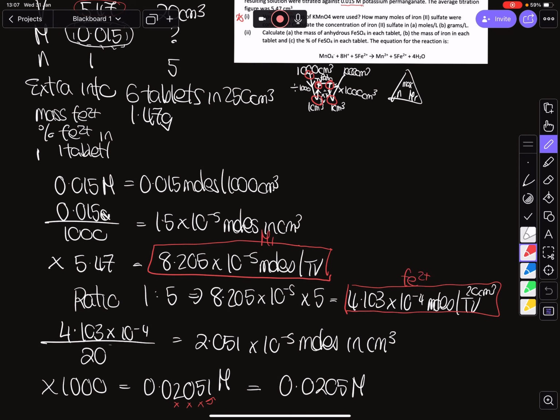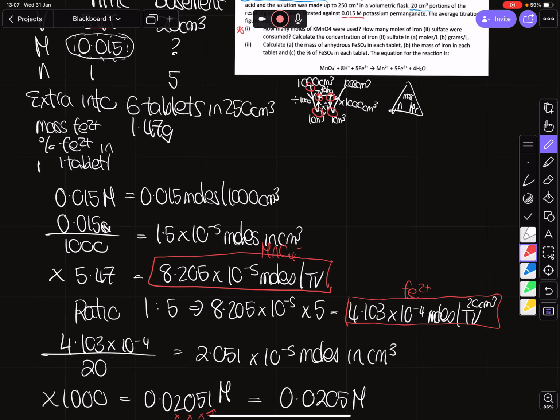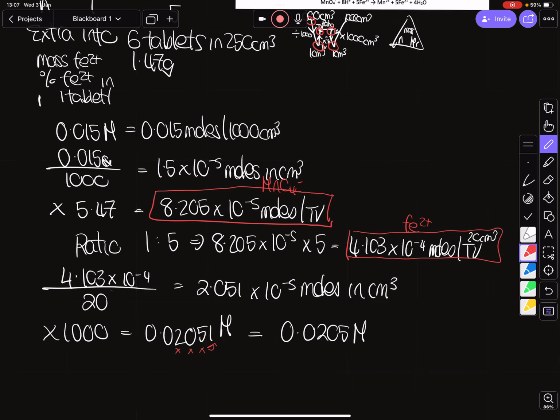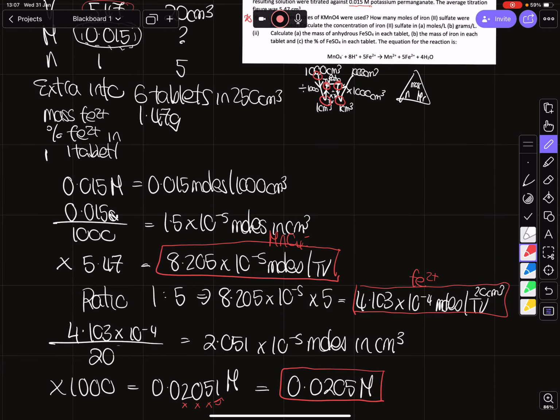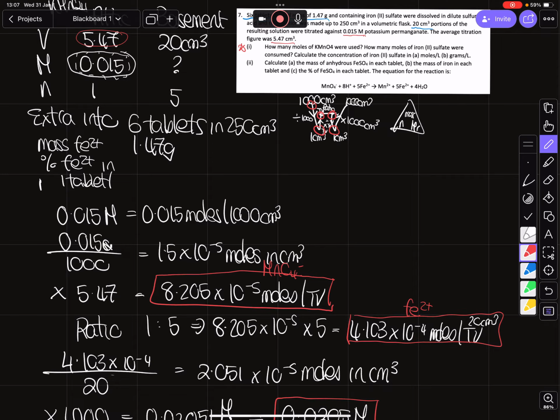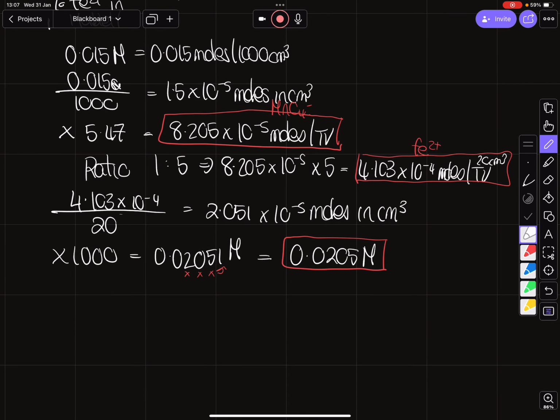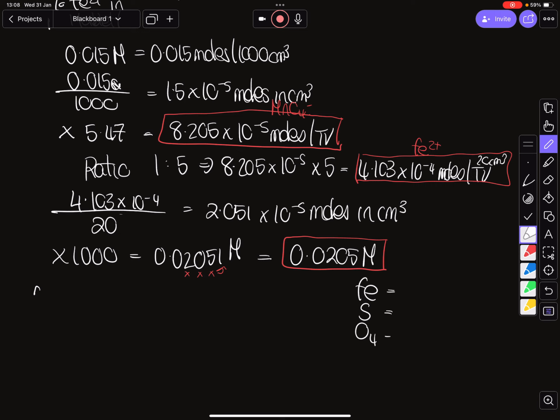This is our MnO4. It then asked, calculate the concentration of iron 2 sulfate in moles per litre, which is this part. And it is also asking us to do it in grams per litre. So we're going to use our mass triangle. Before we do that, we have to do our FeSO4. So we have to work out what is the molar mass of this. So it's going to be 56, 32, 16 by 4, and when we add all those together, we get 152.